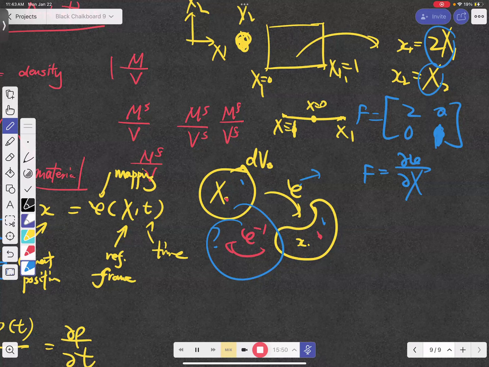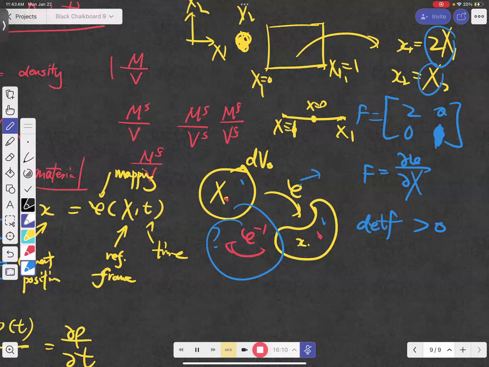Okay, so now what is another necessary property? The determinant of F actually has to be greater than 0. Does that make sense? You can change the volume, but you cannot change the volume to a negative volume. You see what I mean? So it can collapse as small as you want, but not collapse into a point, and you cannot flip to the other side. If you do that, you understand what I'm saying?